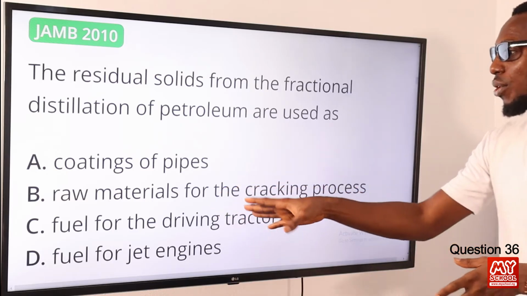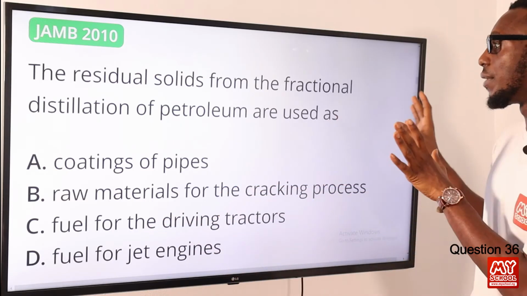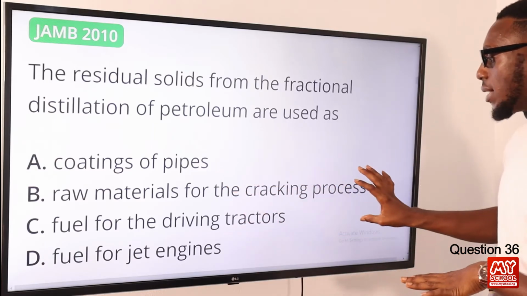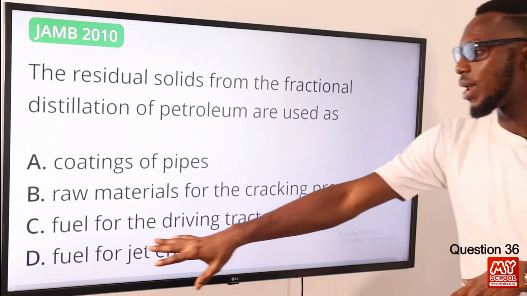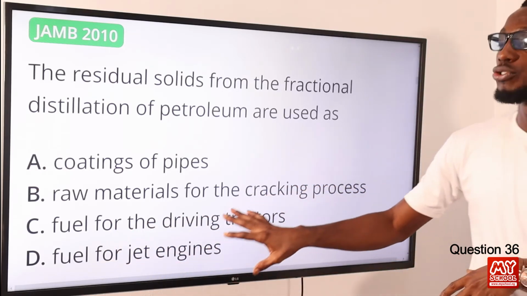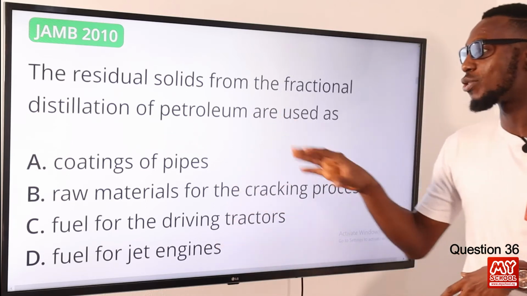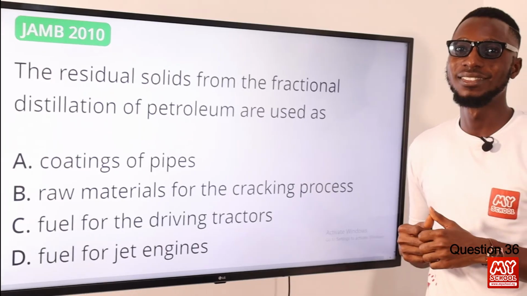When it comes to the other options, raw materials for the cracking process, the fractions responsible for this are the diesel oil or the gas oil. When it comes to fuel for driving tractors or for giant engines, you can use your kerosene. So the correct option here is option A for coating of pipes.